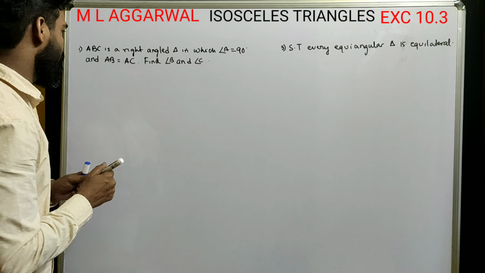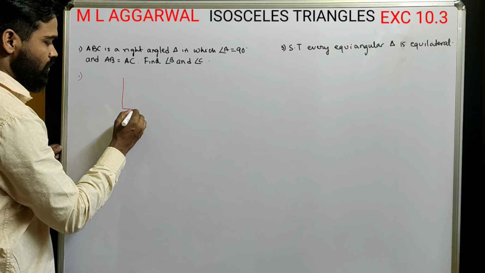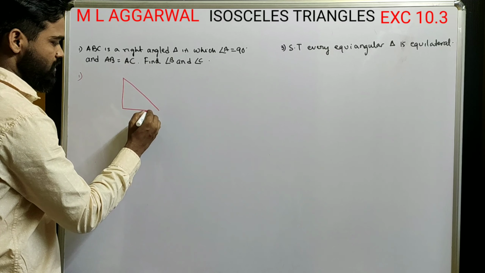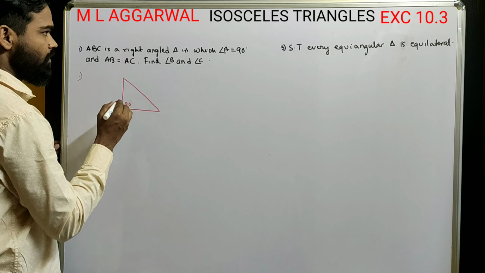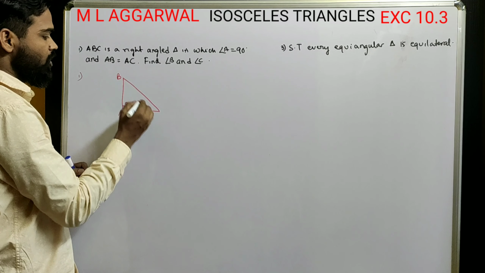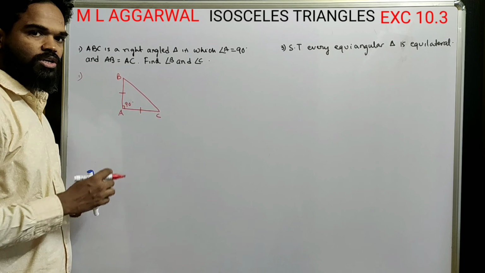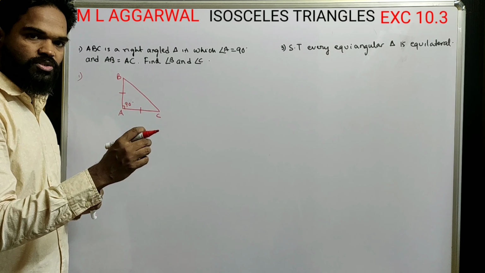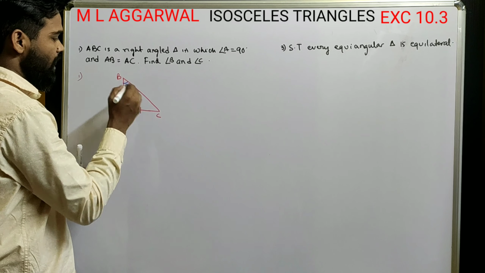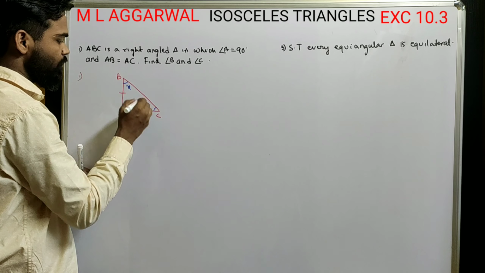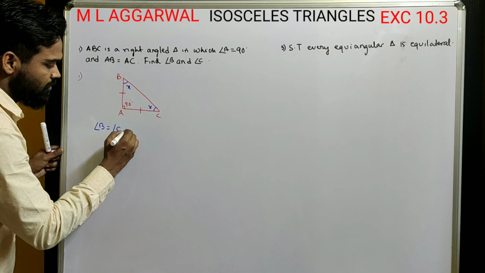Now look at sum number 1, which says that ABC is a right angle triangle. Let us draw the right angle triangle ABC, where angle A is 90 degrees and AB is equal to AC, which means this side and this side are equal. Now it's an isosceles triangle. Angles opposite to the equal sides are equal, which means angle B and angle C are equal. Suppose it is x. Right, angle B is equal to angle C is equal to x.